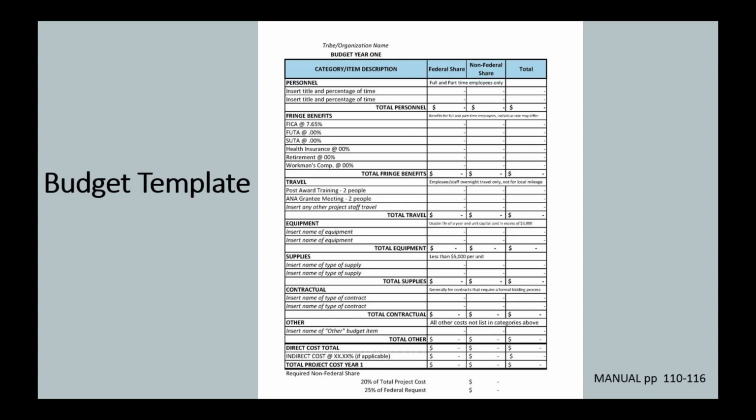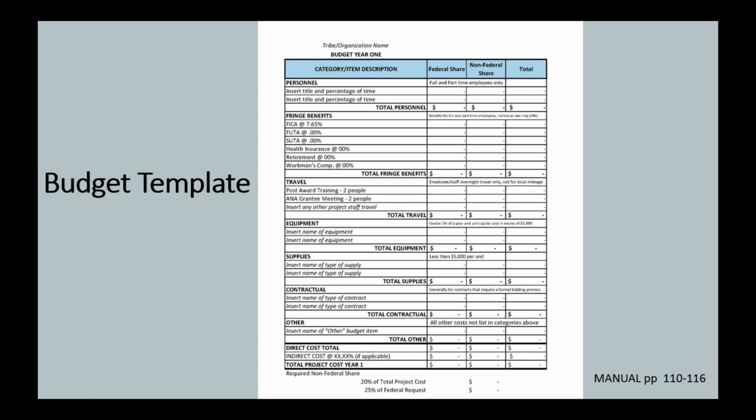On the screen, you will see a template for a line item budget. You can find this template under the Handouts tab in the GoToWebinar dashboard. This template is a fill-in sheet, so you should be able to plug in your numbers and category descriptions right into the template. A neat thing about this template is that it should automatically calculate your numbers. The template includes columns for both your federal and non-federal shares, and the last column there will total the 2 columns, your federal and non-federal.